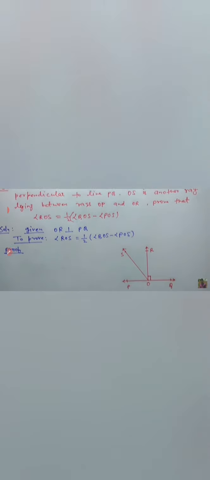Okay, angle ROS is equal to 1 by 2 (angle QOS minus angle POS). Understand? Now for this proof, first of all we have to see the figure. What is given? Given is OR is perpendicular to PQ. OR is perpendicular to PQ. What do you mean by perpendicular? Perpendicular means 90 degree.